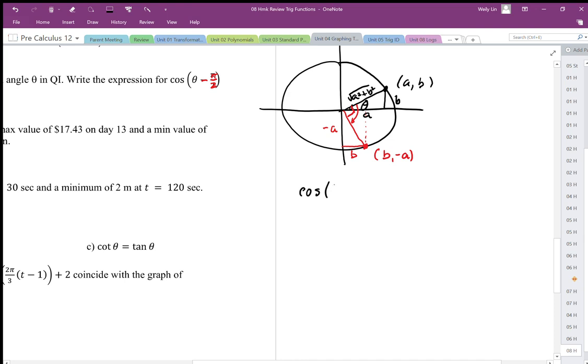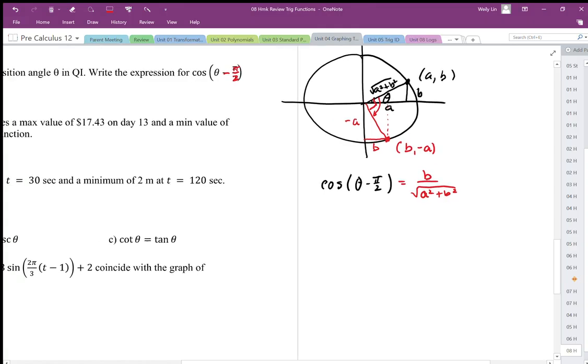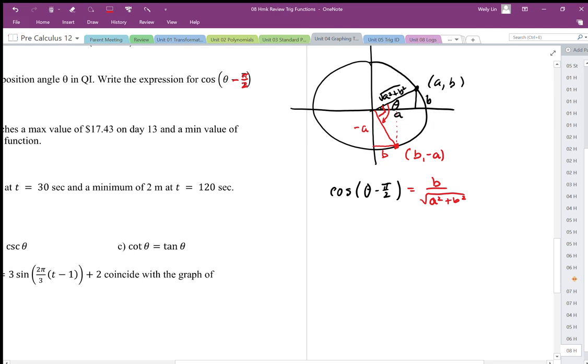So cosine of theta minus pi over 2, that's going to be that position with the red dot. And so that's going to be the horizontal position of B, or x, divided by the radius, which is the square root of A squared plus B squared. So there is the expression for that. Now we can do this geometrically like this. In the next unit, there is actually a trig identity that allows us to calculate this a little bit easier.